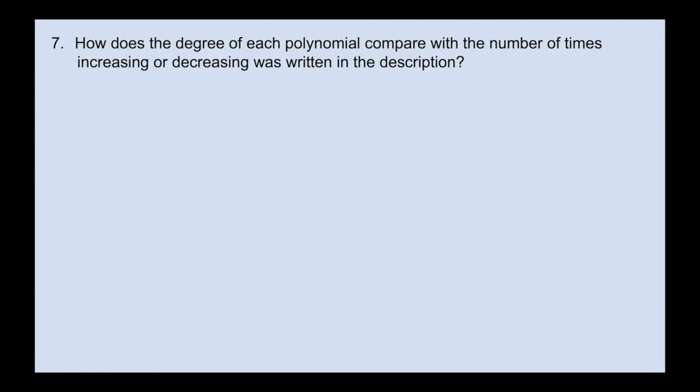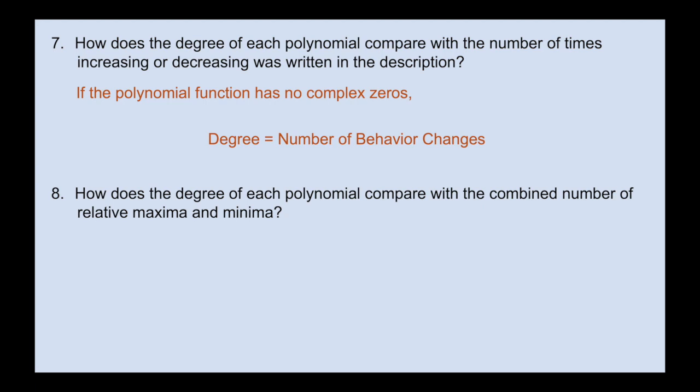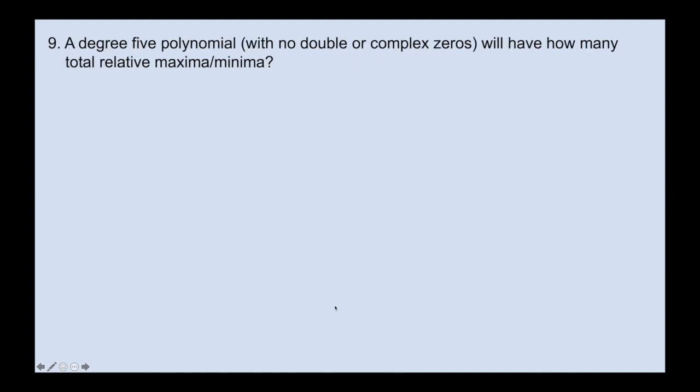So now, based on those patterns that we're developing, we're going to answer some questions. For number 7, how does the degree of each polynomial compare with the number of times it was increasing or decreasing? And again, we discussed that, and it's going to match. If the polynomial function has no complex zeros, the degree is going to be the same as the number of behavior changes. For number 8, how does the degree of the polynomial compare with the combined number of relative max and mins? Well, for that, assuming it has no complex zeros, the degree is going to be equal to the total number of max and mins plus 1. So the degree is always 1 bigger than the total number of max and mins.